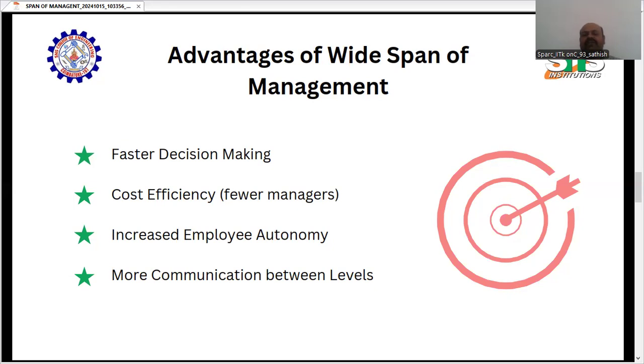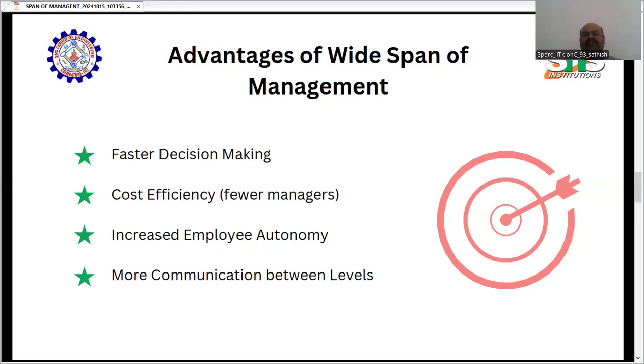So let us see one by one. Faster decision making. Whenever there is a problem, we have fewer managers to decide, and they themselves are empowered to take decisions in a faster way, so that the decision making process is very fast. Every outcome of any management task is related to how fast you are taking decisions.